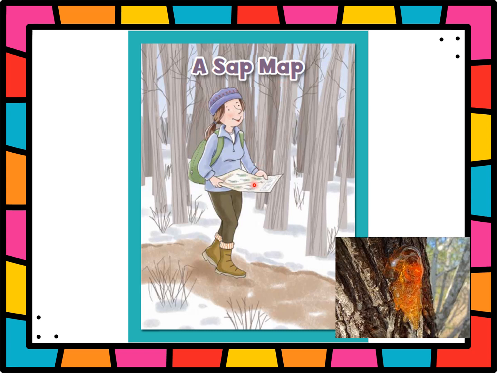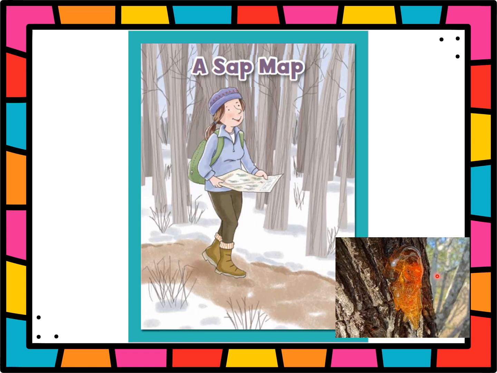So look at this character. This lady is our character. This story is about her. And she has a sap map. So she is going someplace and she's using a map to get there. What do you think she wants to find? I think she wants to find sap. Here is a picture of some tree sap.